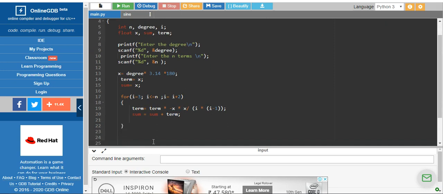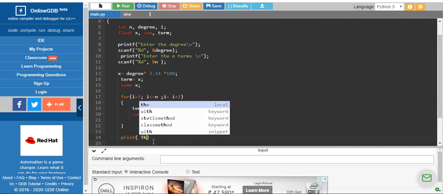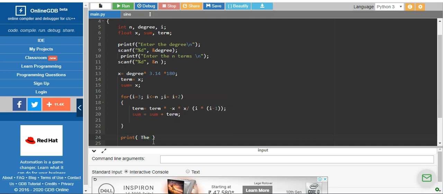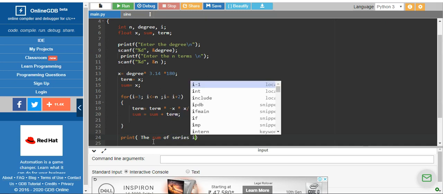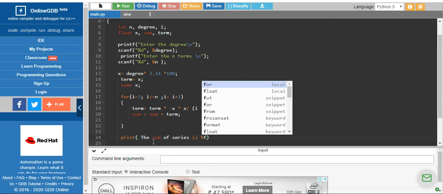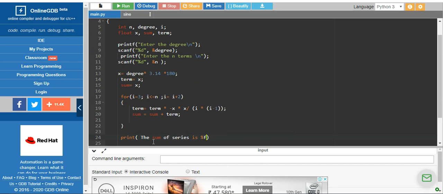So after this, you are going to print the output, the sum of series, or the value of the degrees. The sum of series is percentage F, which would be, what is the output? The value of the output is sum.